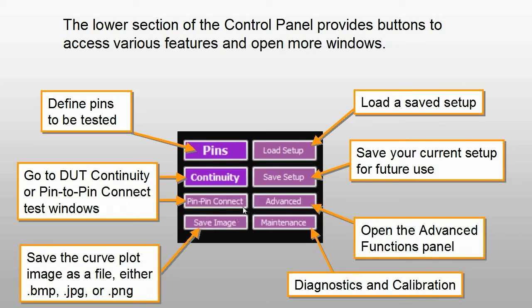Pin-to-pin connect is used primarily on devices with multiple power pins and can be used to check the connection between those power pins. The Advanced button is used to open a panel with additional functions, and the Maintenance button is used to run diagnostics and calibration. The Save Image button is pretty self-explanatory.